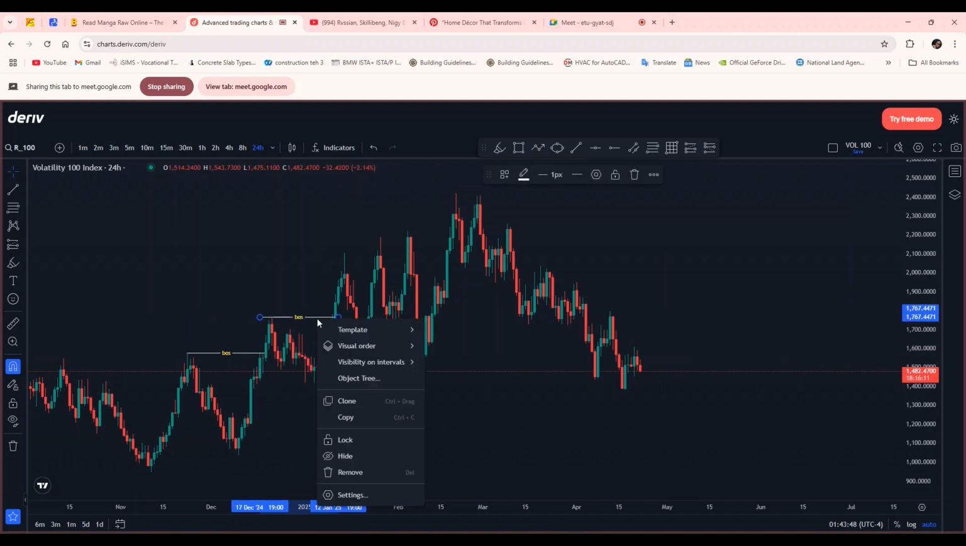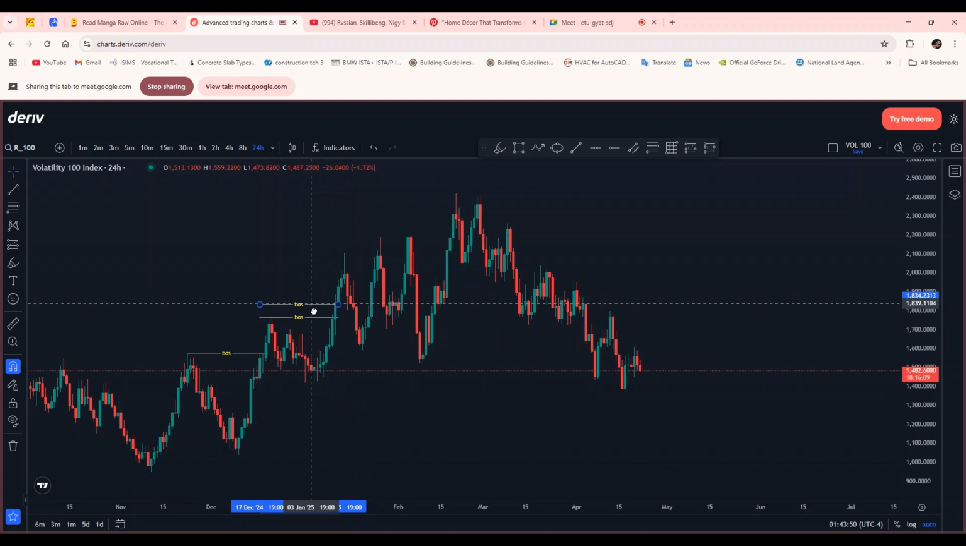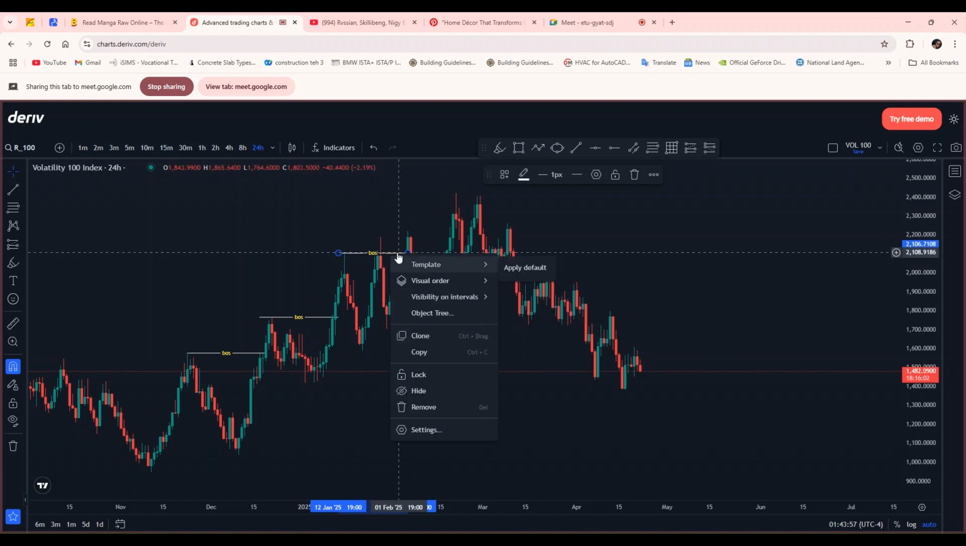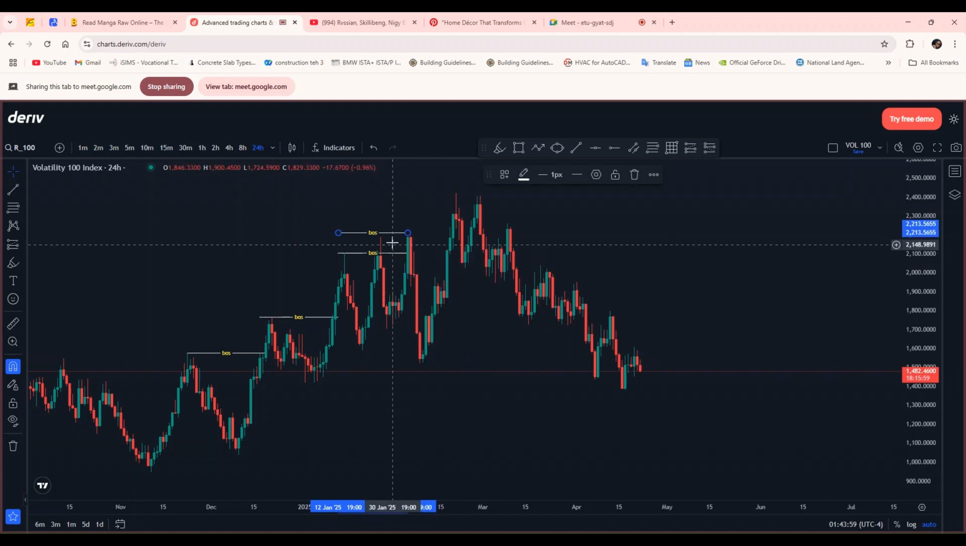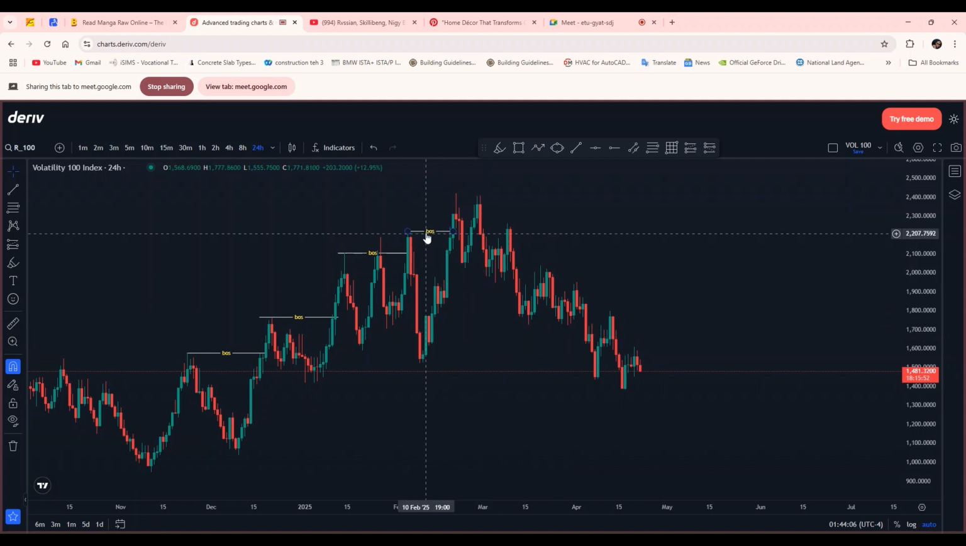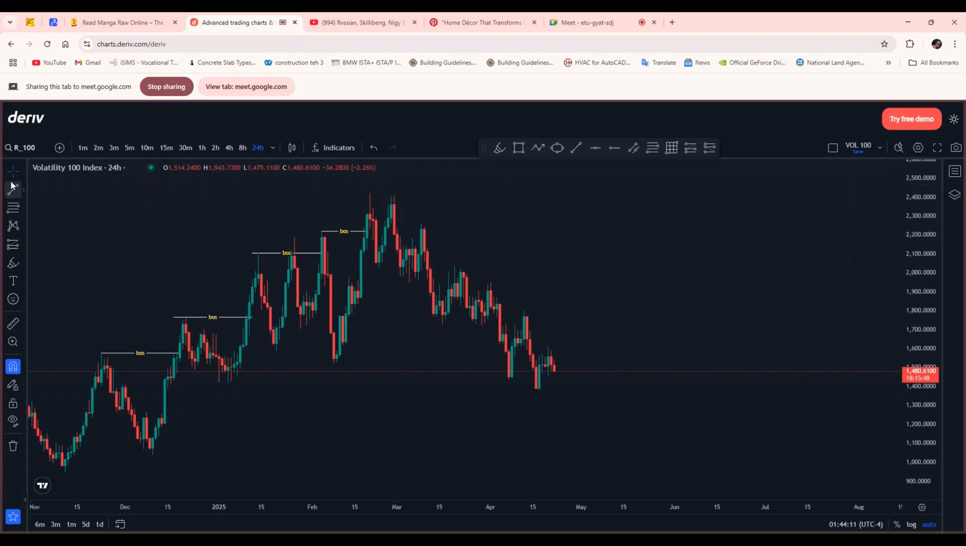Breakup structure here, another breakup structure, and I can see that we also had a last breakup structure right here. This breakup structure is the last one. Why is it the last one? Because this is the highest point it went, and we can see that the market failed to go higher at that particular point. It never broke structure going any higher.